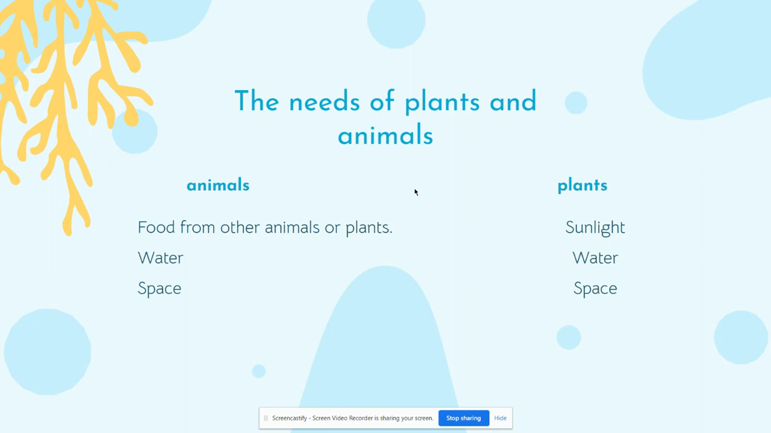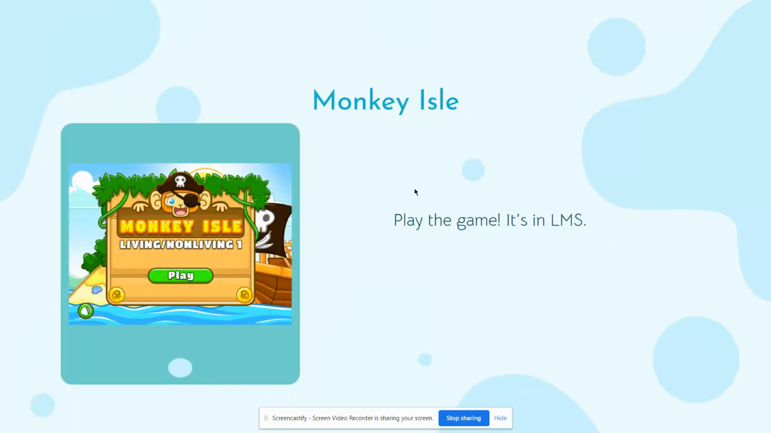Air, right? Air is an example of a non-living thing in an environment. So, air is going to be an example of a non-living thing in an environment. And we have tons of other non-living things in an environment as well as living things.